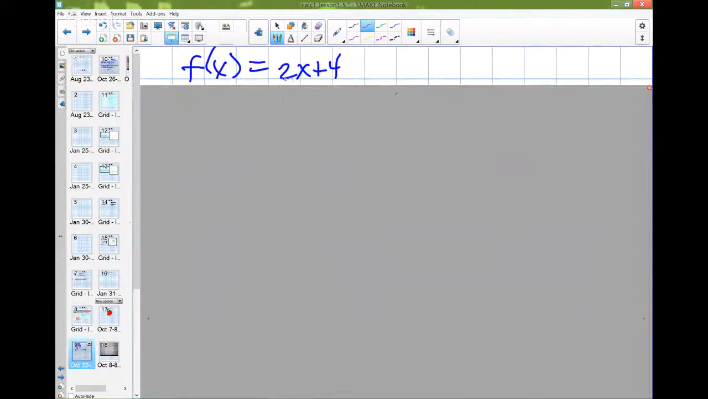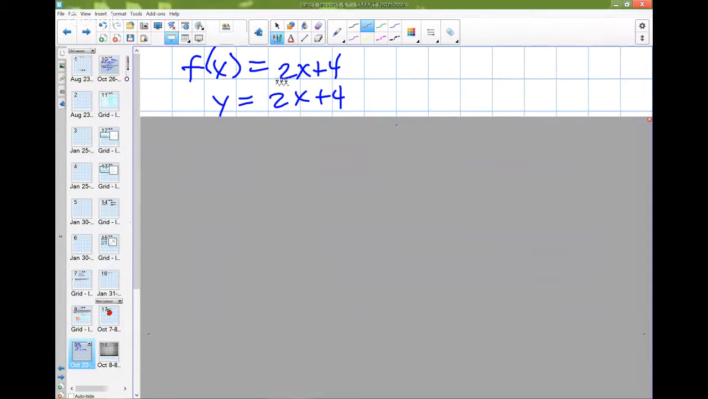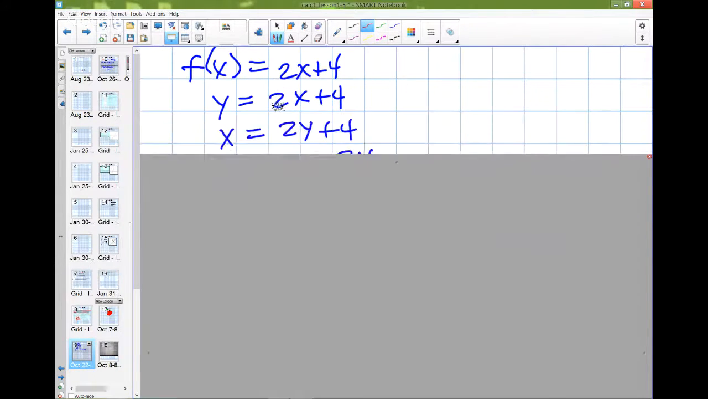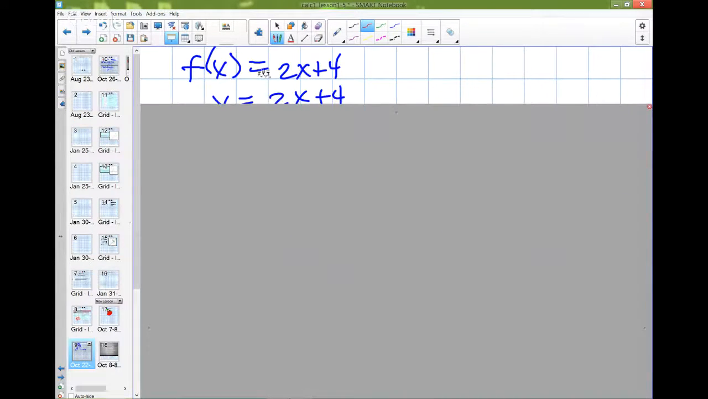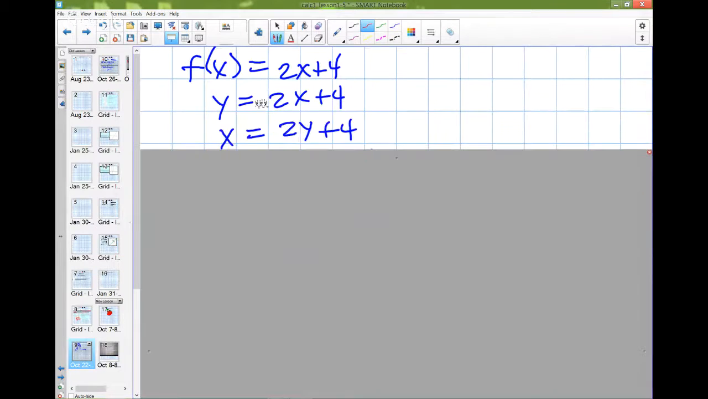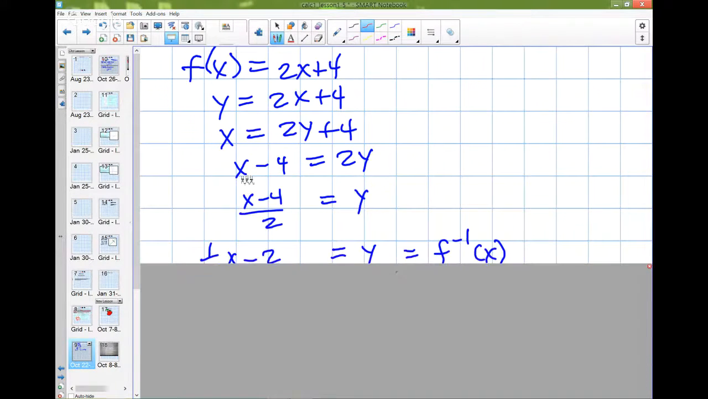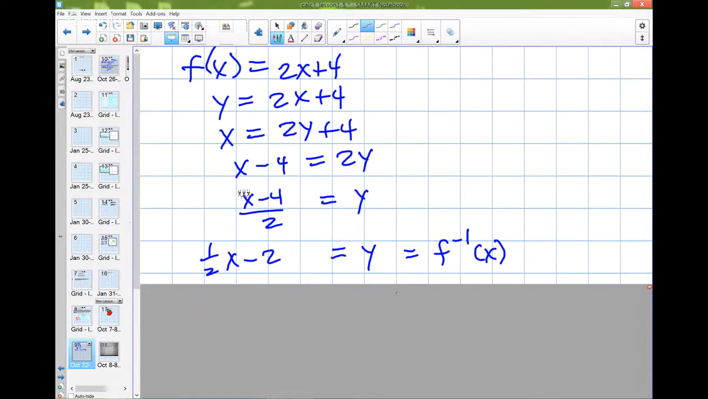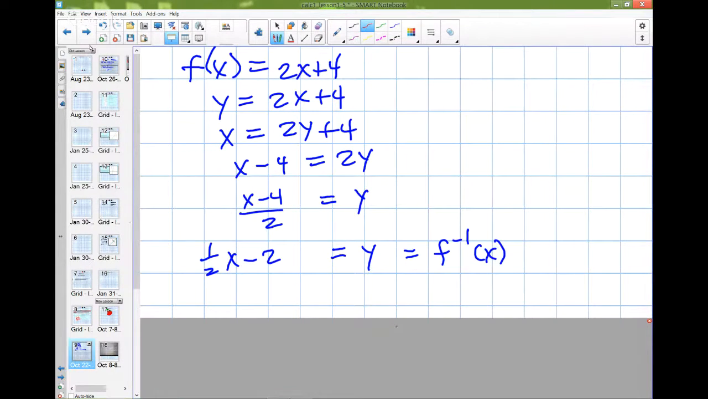So I guess here I actually did it one more time, put the y in place of x, swap them. Oh yeah, this is a little different one. Swap the x and the y. And then you got a new y on the right, 2y plus 4. So you want to get that 4 out of there. Subtract 4, divide by 2. Okay, so now you got your f inverse. All right.